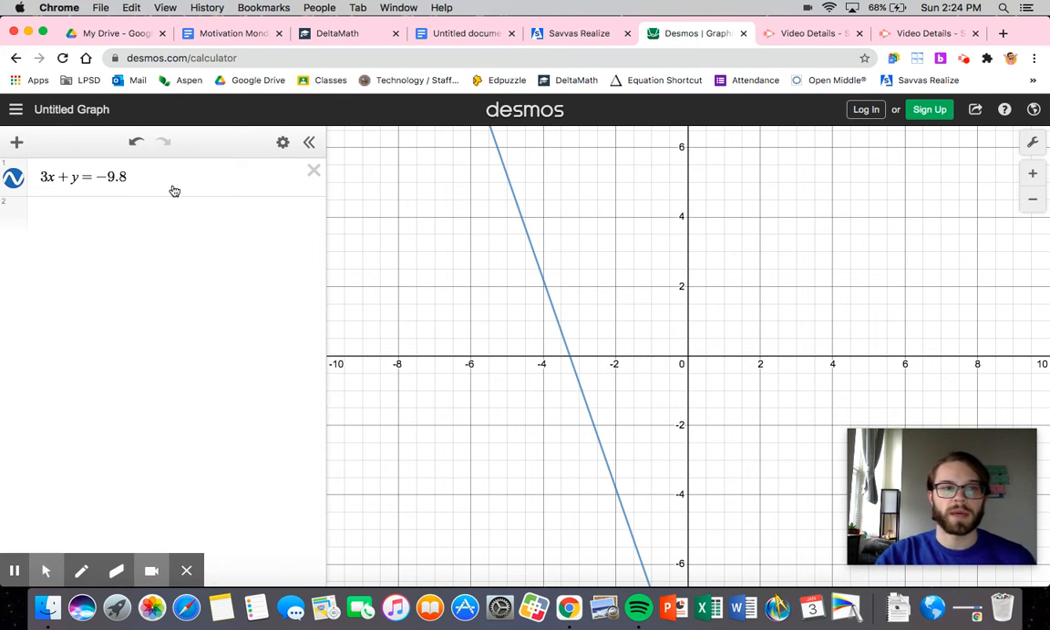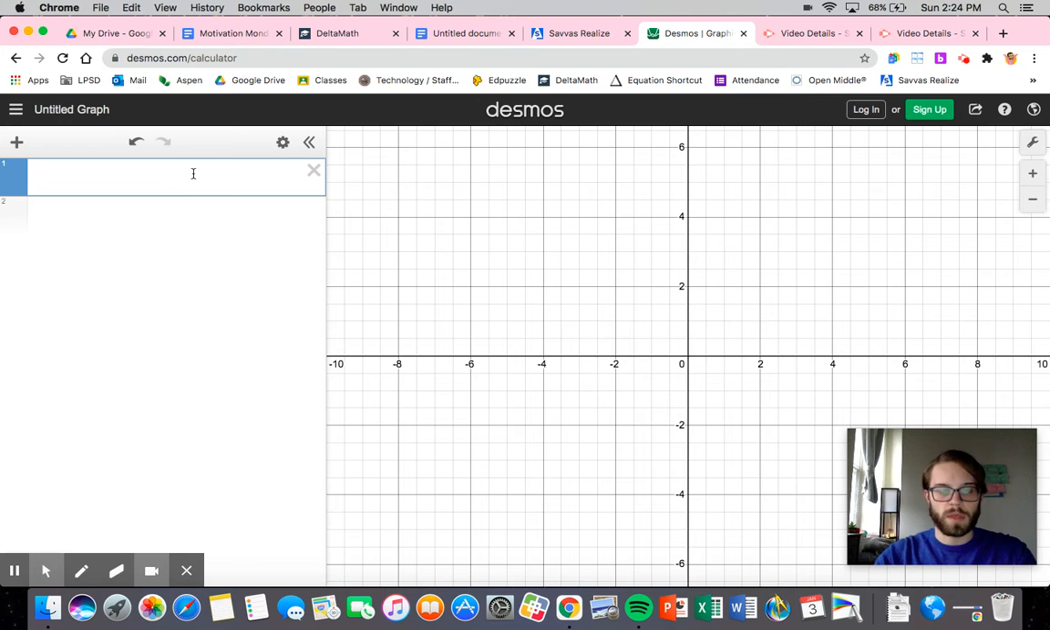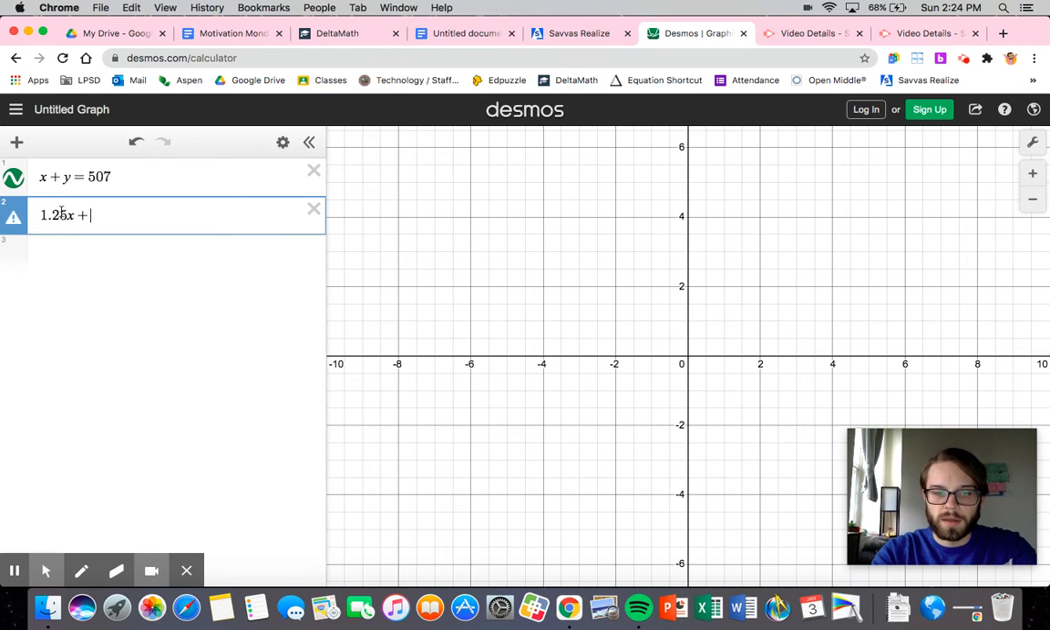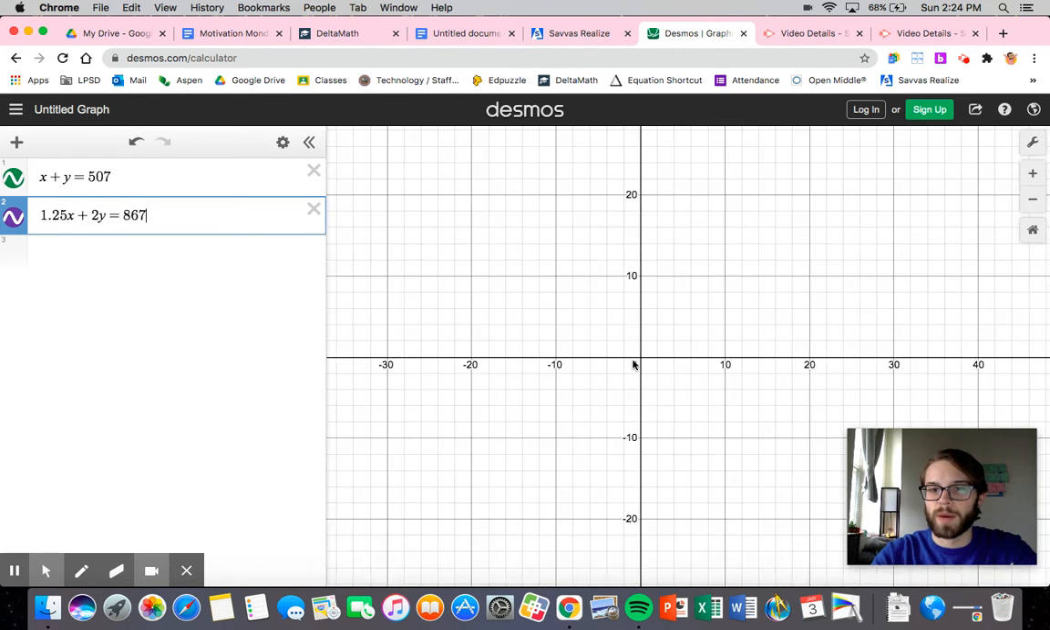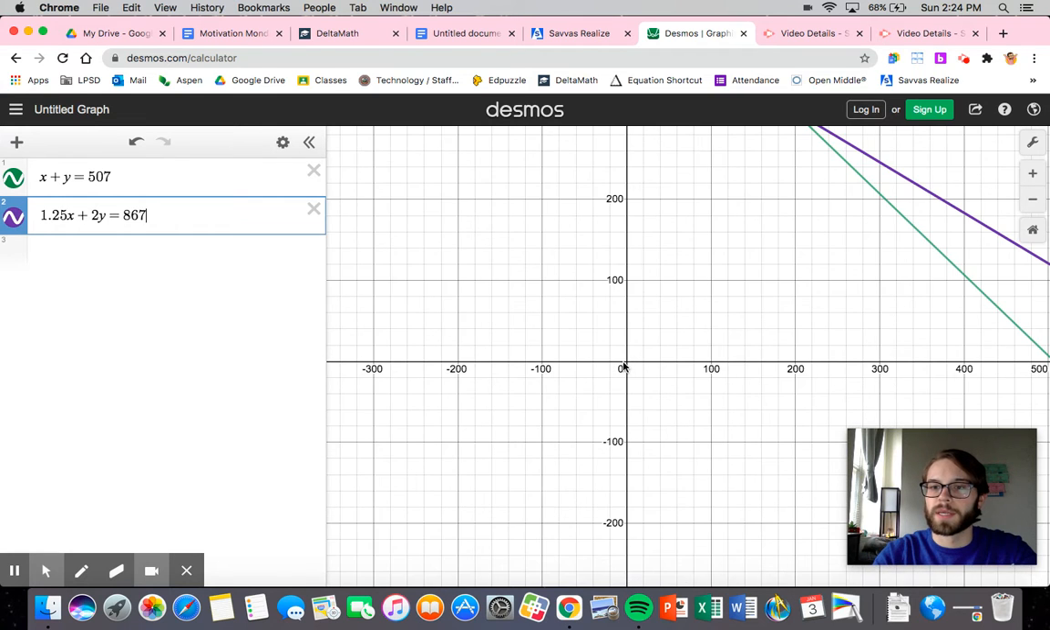So we know that we have x, we'll just say x plus y. I'm changing this to x plus y, where x is the number of children. 507, my number of children, 1.25x plus 2y equals 867. Okay, so I'm going to have to zoom out a bit because we're dealing with hundreds here.